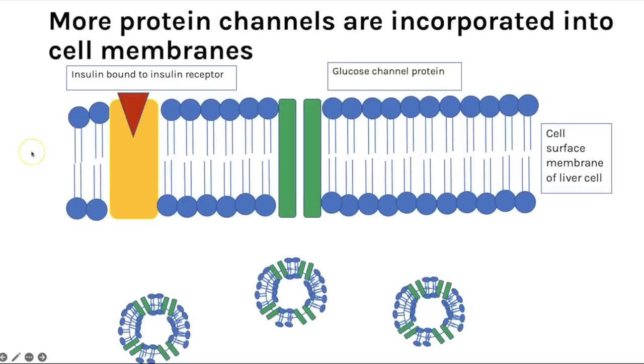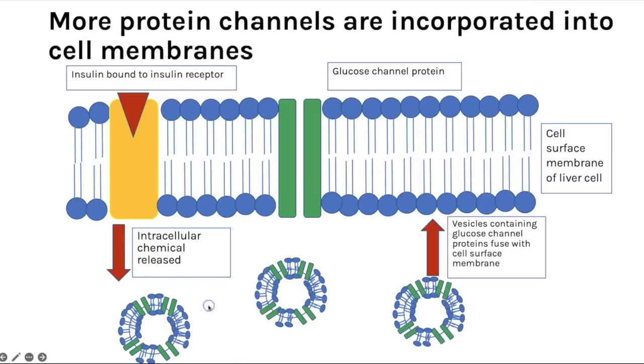So this is just a visual representation of some of those stages that we talked about. Here the insulin hormone is bound to the complementary shaped insulin receptor on the cell surface membranes of liver cells. When it binds, what happens is actually a cascade of reactions that you don't need to know about, but it causes a release of chemicals, and those chemicals cause vesicles within the liver cells, which is what we're looking at here, which is just a sphere of phospholipid, with the channel proteins embedded within that.